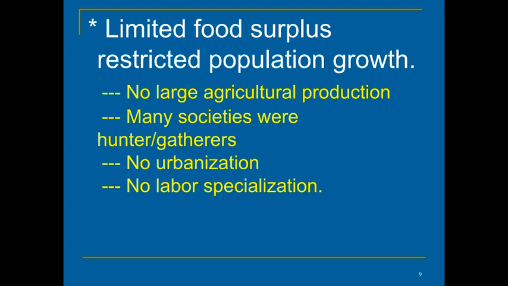That also means that there's not going to be urbanization. So you're not going to have huge cities in North America. There's not going to be labor specialization either. Right? Most people are going to be farmers or hunters or gatherers, right? Food producers. You're not going to have that many merchants. You're not going to have that many producers like artisans and craftspeople.